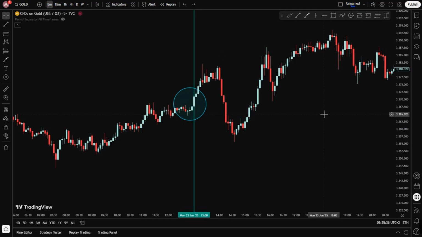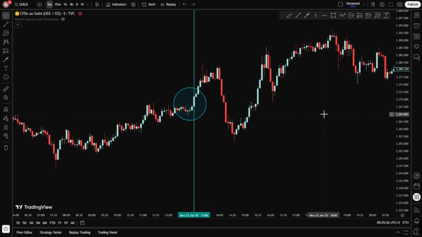Mentorship won't be free. This method works because it's based on structure, timing, and liquidity, not just guessing or hoping for a direction. It's not a magic trick. It's about being patient and reacting to what the market shows you after a key moment in time.